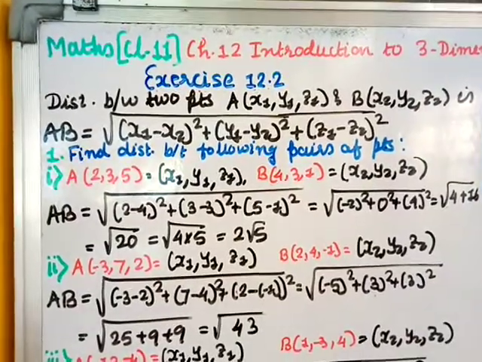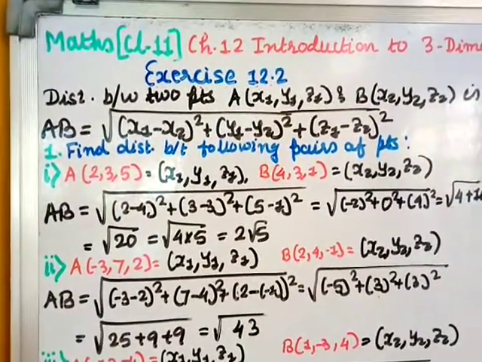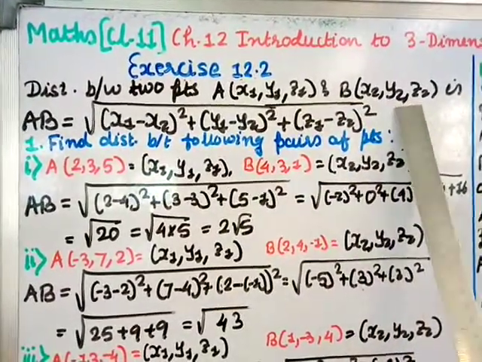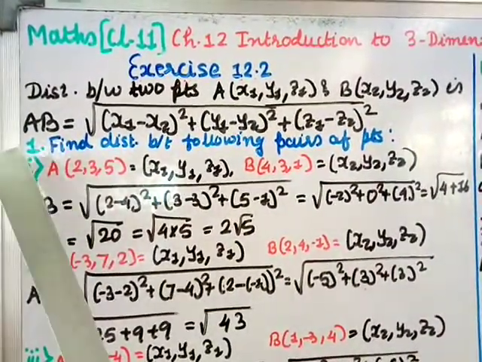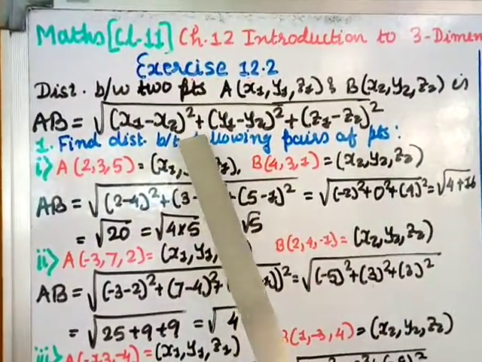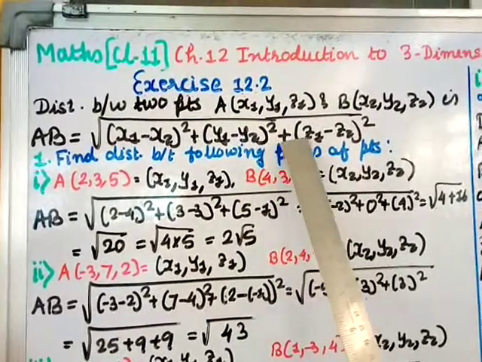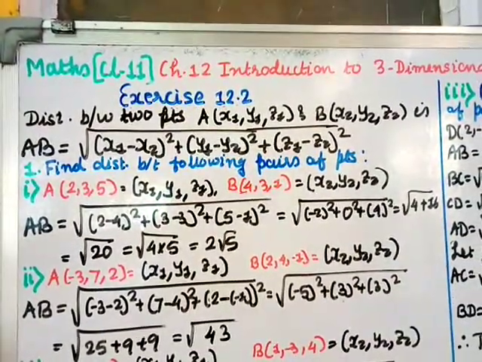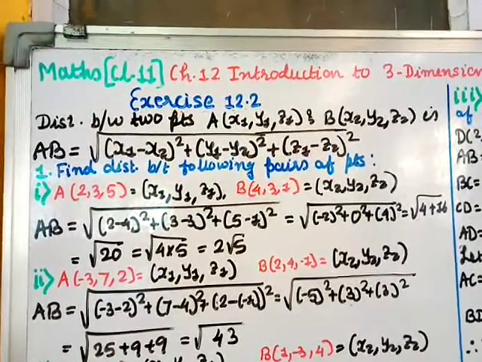We have studied that the distance between 2 points, let us call it A (x1, y1, z1) and B (x2, y2, z2) in a space is given as AB equal to under the square root (x1 minus x2) whole square plus (y1 minus y2) whole square plus (z1 minus z2) whole square. Using this result, we shall solve the questions in exercise 12.2.